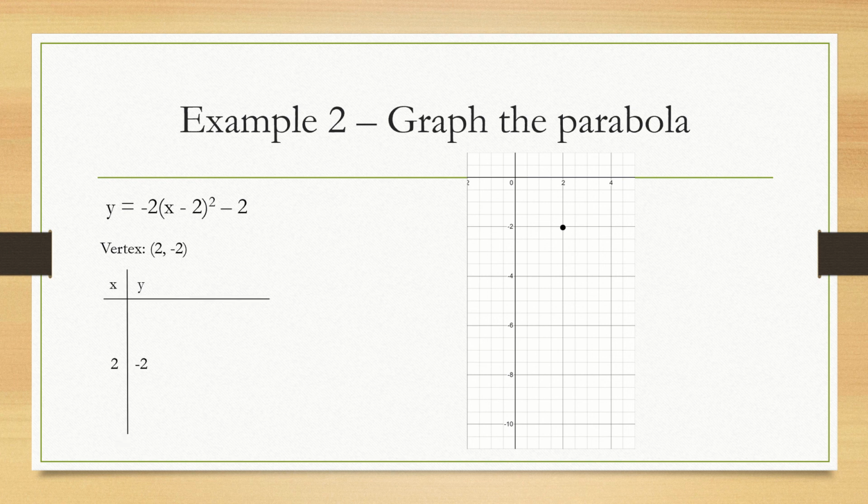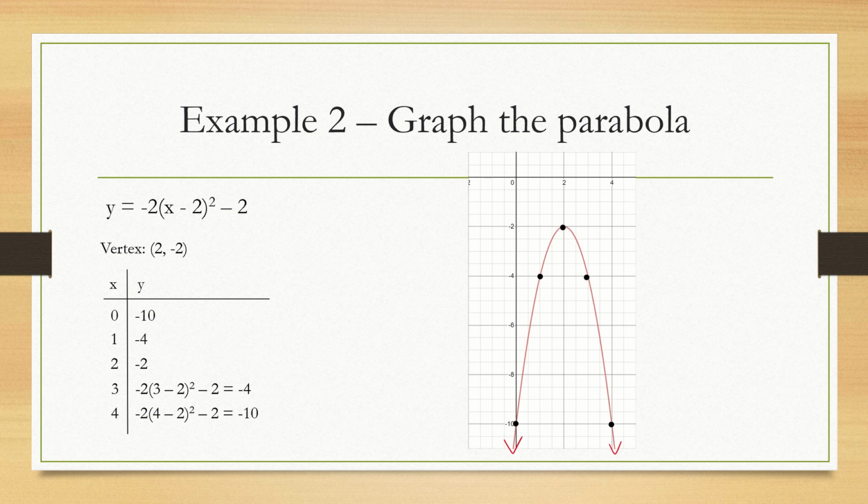We plot that point right there, 2, negative 2. We make our table, include consecutive values, and plug in x equals 3 and x equals 4 into our equation, and we get negative 4 and negative 10. We use symmetry to get the other two values. We plot the points just like this and connect them with a smooth curve. So that's how to graph the two parabolas when they are in general form.